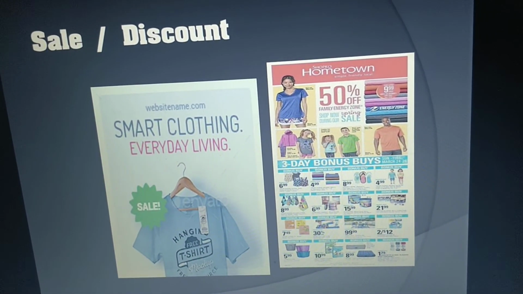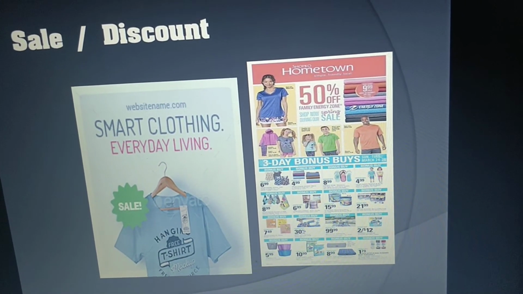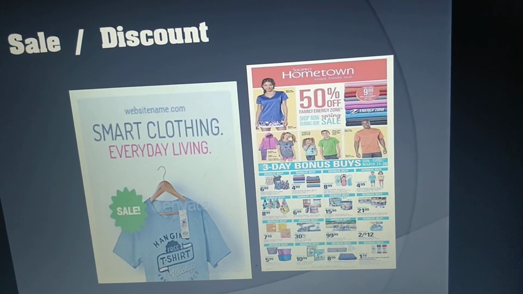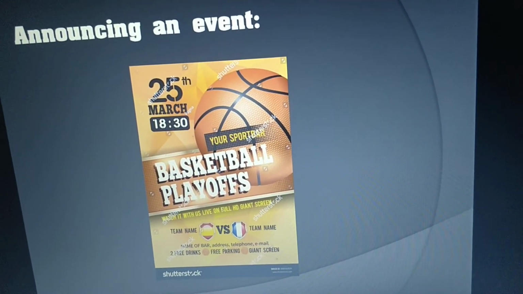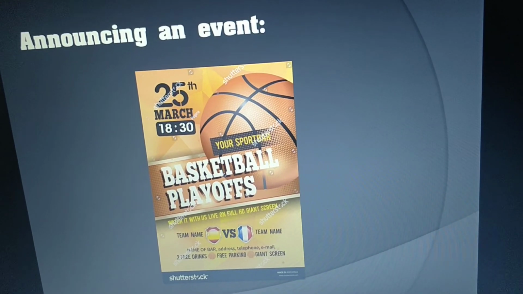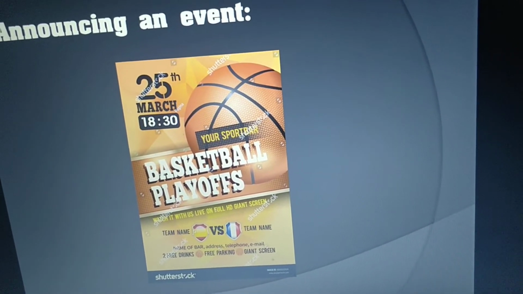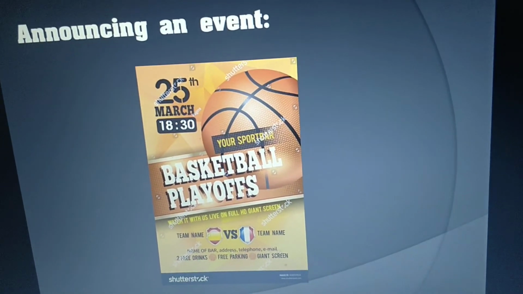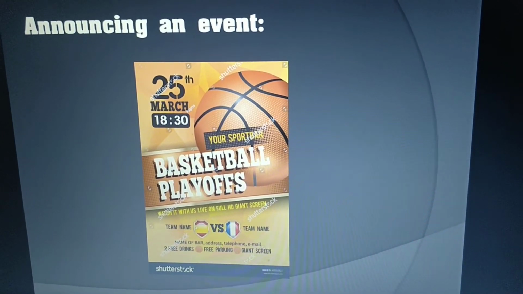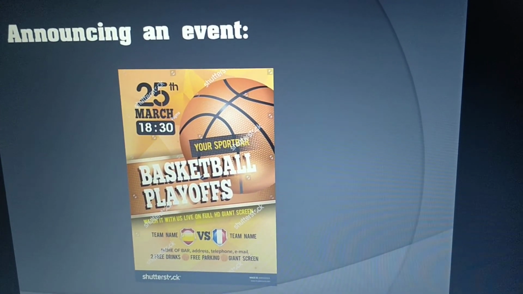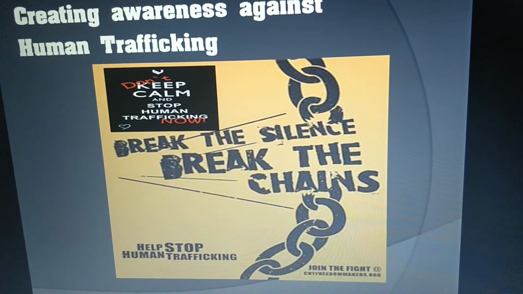The second one is the announcement of a sale or a discount. Here you can see this advertisement is regarding the sale on fabric or clothes. Fine. And this is for the announcement of an event. There is some basketball tournament which is going to be held on 25th March. Time is also given there, and at the bottom is given the address. See, why I have given so many samples, because the concept will be very clear to you. Fine. You will be very well acquainted with how to make a display advertisement.